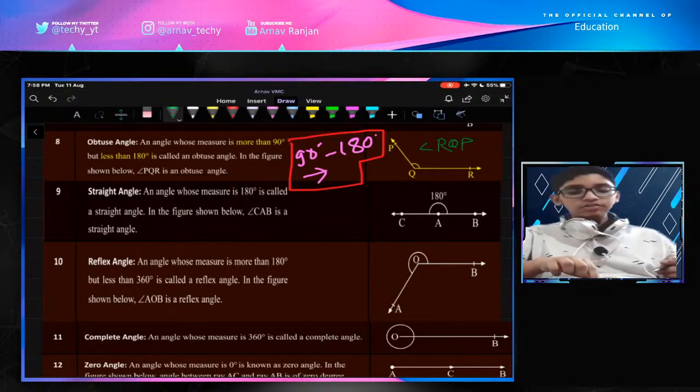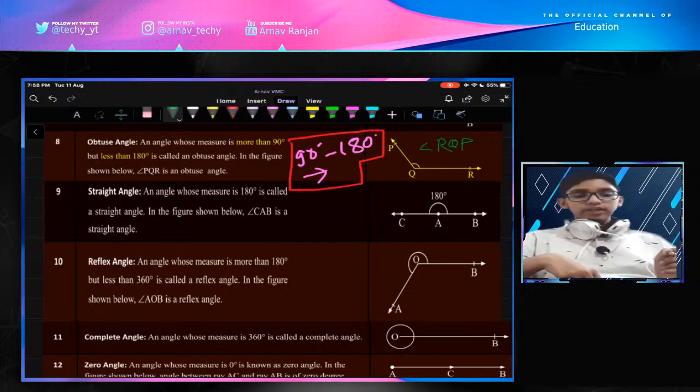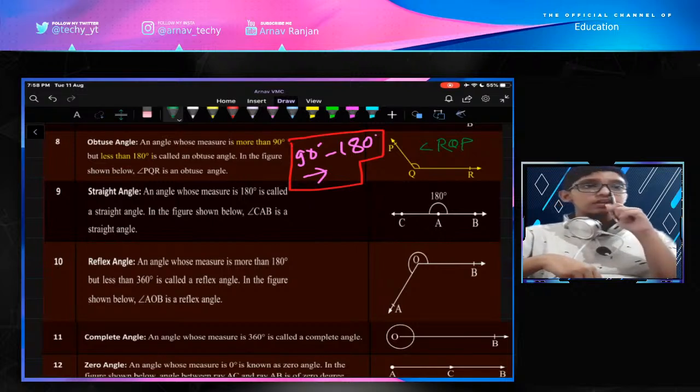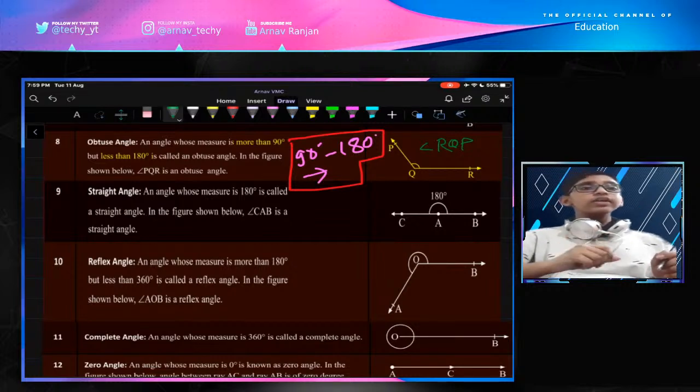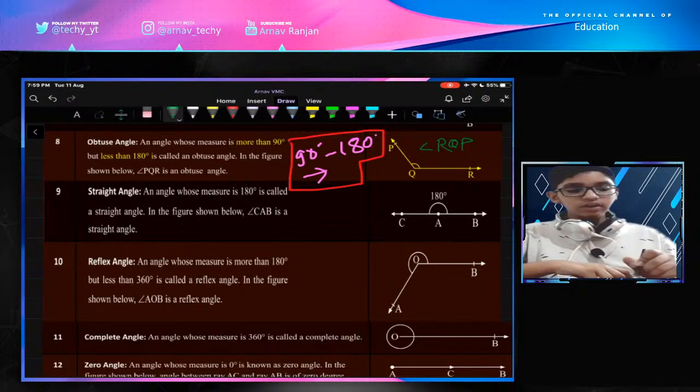Next we will talk about the straight angle. So what is a straight angle? An angle whose measure is exactly 180 degrees is called a straight angle.